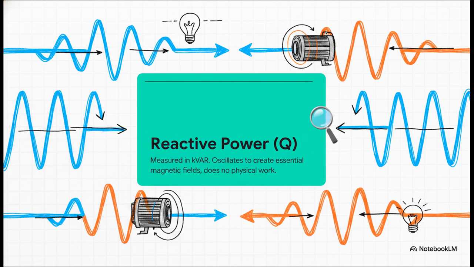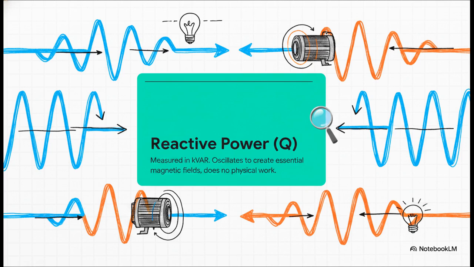Then we have the troublemaker, reactive power, or Q. This one is measured in kVAR, which stands for kilovolt amperes reactive. Unlike active power, reactive power does absolutely zero direct physical work. It doesn't turn a motor, it doesn't light a bulb, and it definitely doesn't heat up a room.